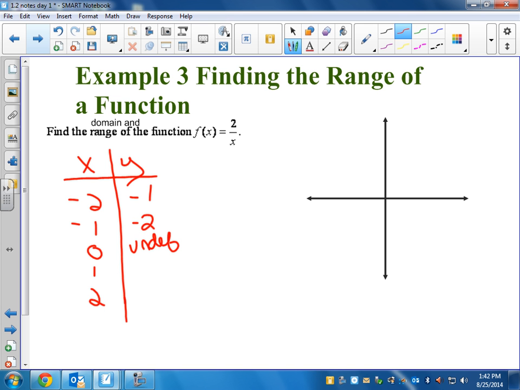What happens if I plug 1 in there? I get 2, and if I plug 2 in there, I get 1. Maybe we can tell what this graph looks like by just graphing that, and if not, we might have to pick some more. Can I just connect these and make a rectangle?